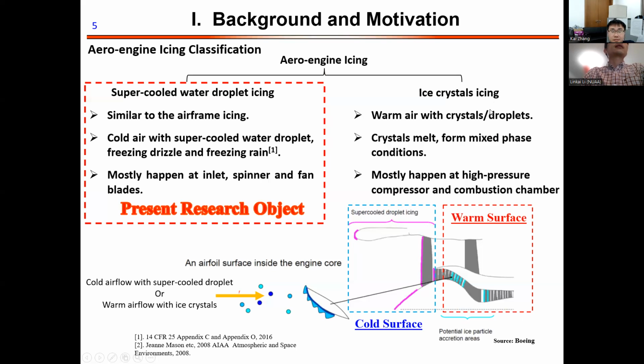And ice crystal icing is caused by warm air with crystals or droplets. These crystals will melt inside the aero-engine, and this mostly happens at the high pressure compressor and combustion chamber. And for the present research, I focus on supercooled water droplet icing for the aero-engine. And just to clarify how this icing is divided.